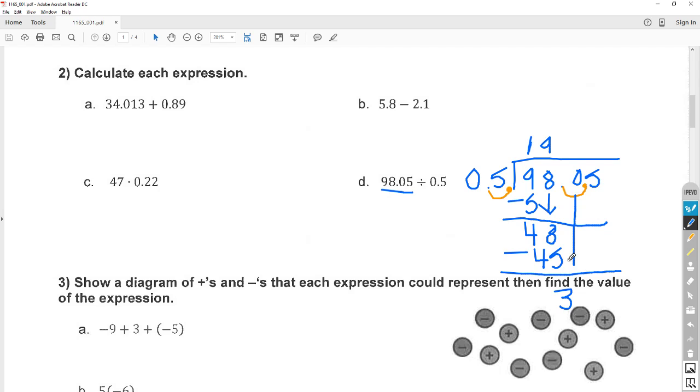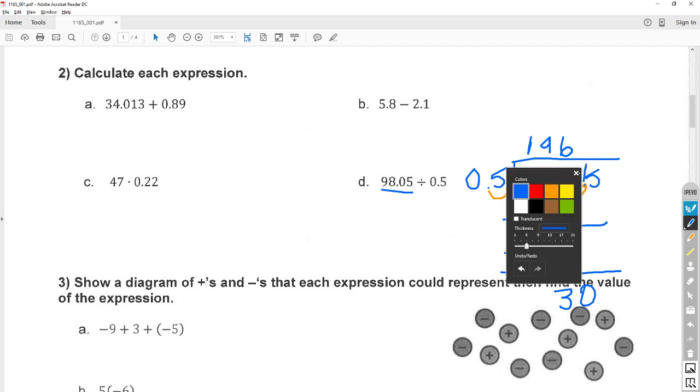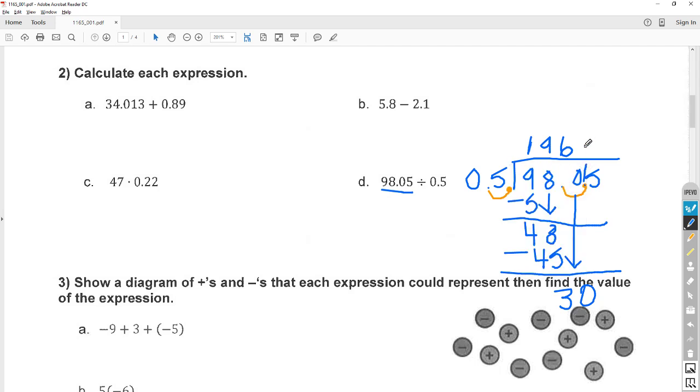My next number is 0. So now 30, 5 goes into 30 6 times. And then remember, our decimal point is right here, so it goes directly above in the same spot. So the decimal point goes there. And then I'm going to subtract. 5 times 6 is 30, so I subtract and you can see a remainder of 0. But I do have one more number, which is 5, so I'm going to go ahead and bring that down. 5 goes into 5 one time, so your final answer is 196.1.